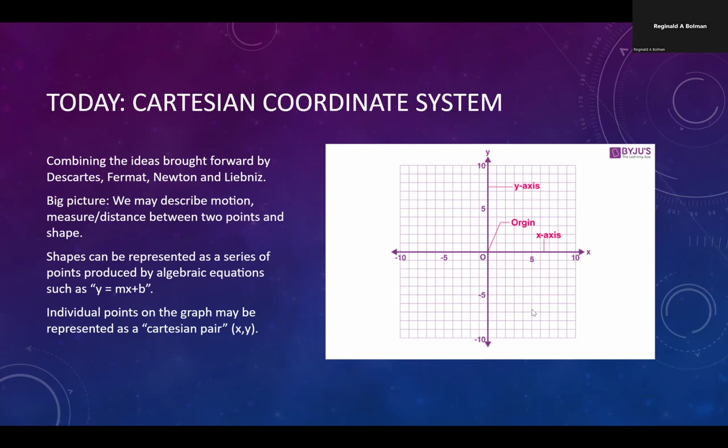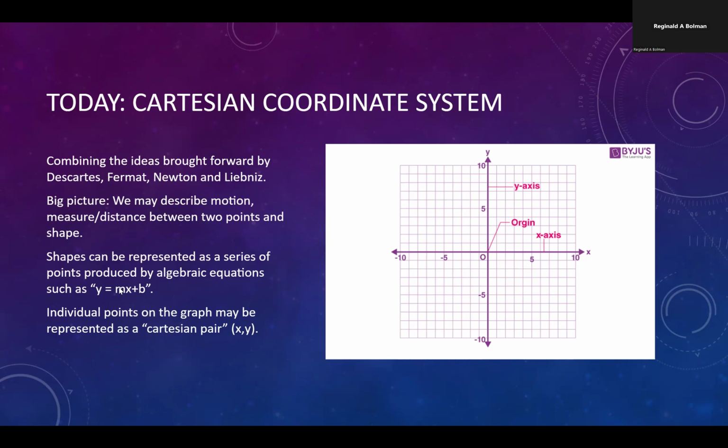If we want to represent, say, movement as a straight line, we can represent that movement using the equation y is equal to mx plus b, where your m is referred to as the slope of a line, your x is the horizontal movement, and your b is what is known as the y-intercept. So it is the point at which your line will cross the y-axis. And each individual point on the graph is, of course, represented as what is known as a Cartesian pair, an xy point.